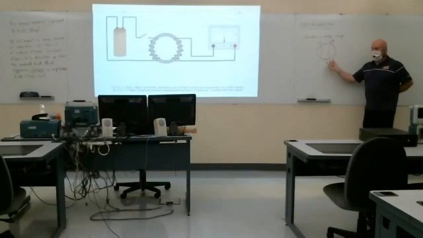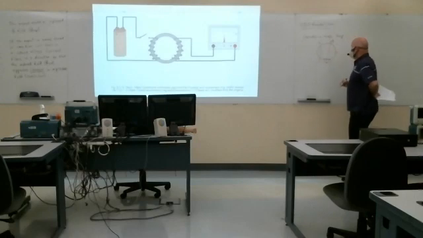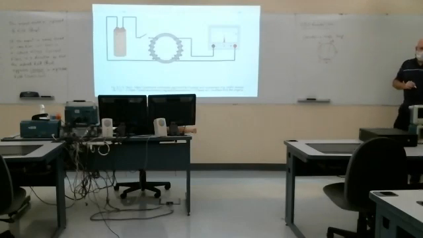The resistor is my load. So current would be flowing counterclockwise through the resistor, to the right through the resistor, and that determines my current direction, my reference current direction in my coil.